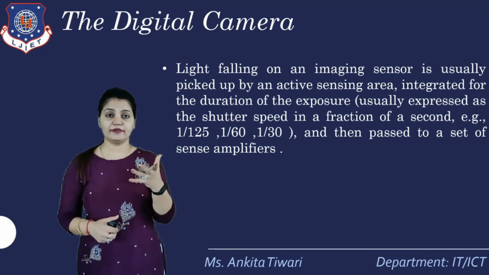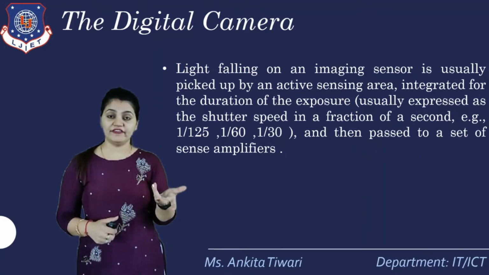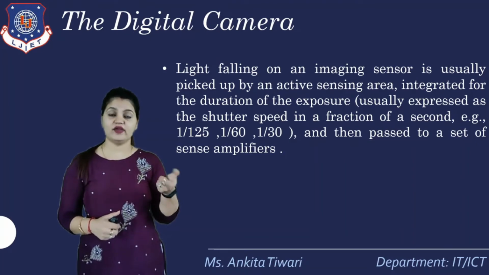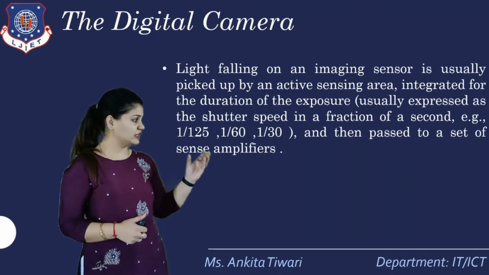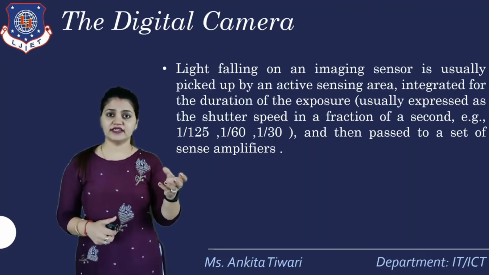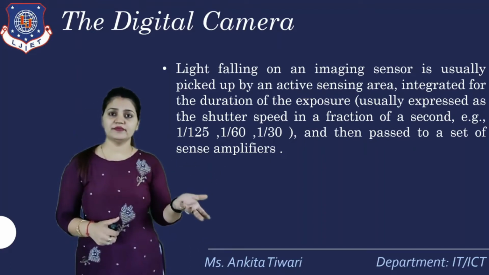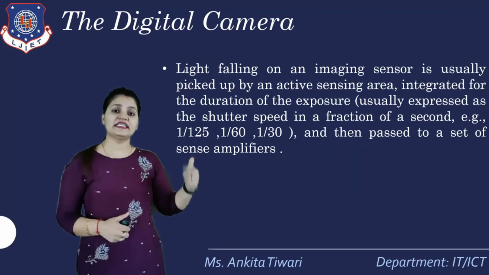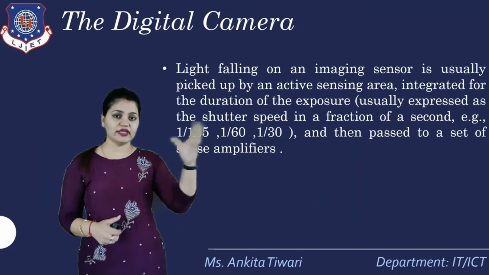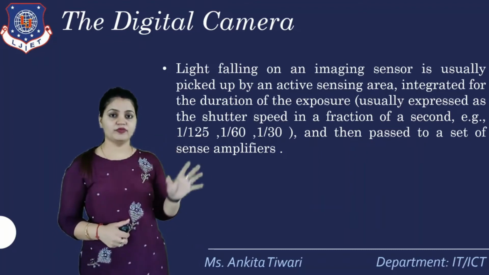fraction of a second. That is 1 by 125th of a second, 1 by 60th of a second, 1 by 30th of a second. So these are the different fractions that we have. We can say that that is the shutter speed, how the image is being captured, and then passed to a set of sense amplifiers, where all the things that we have already seen will be done.